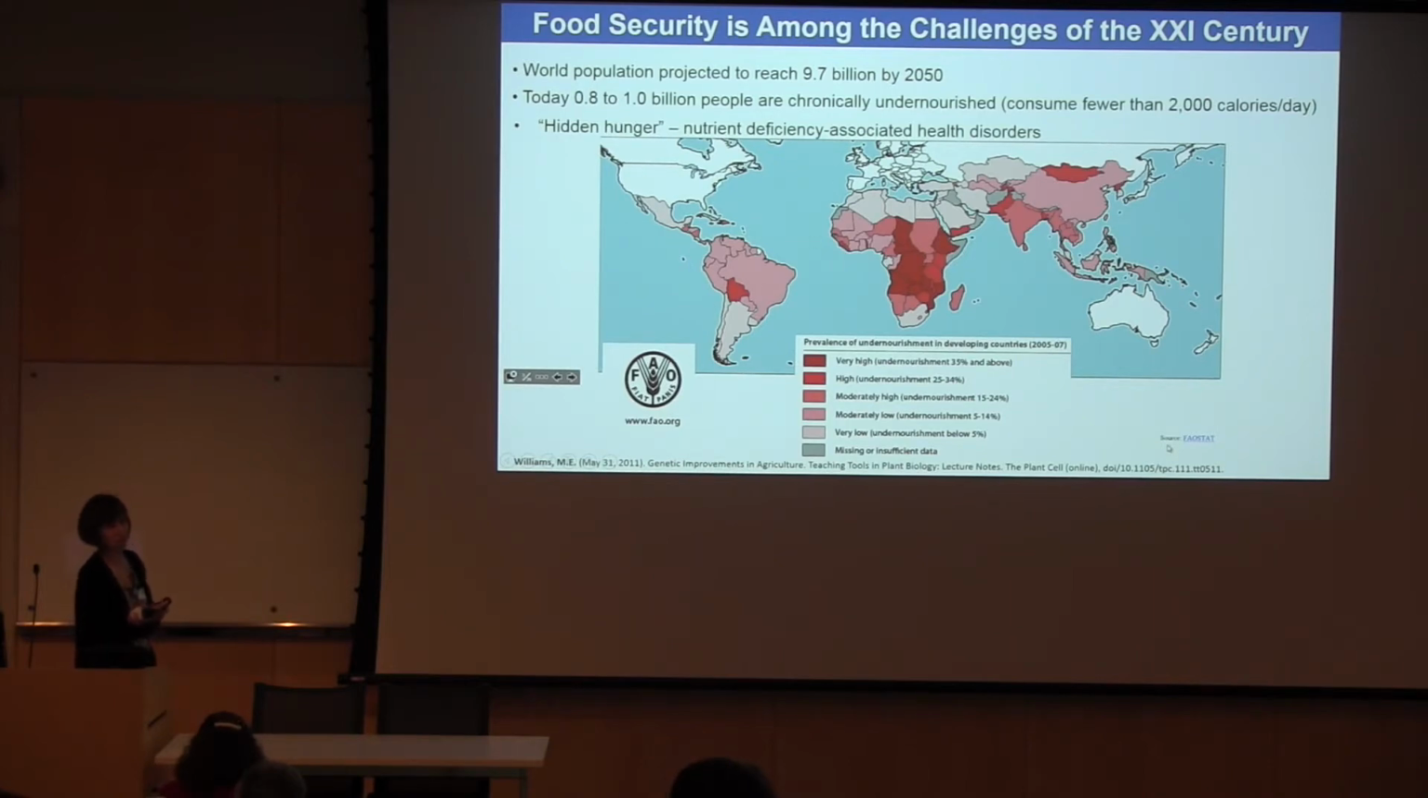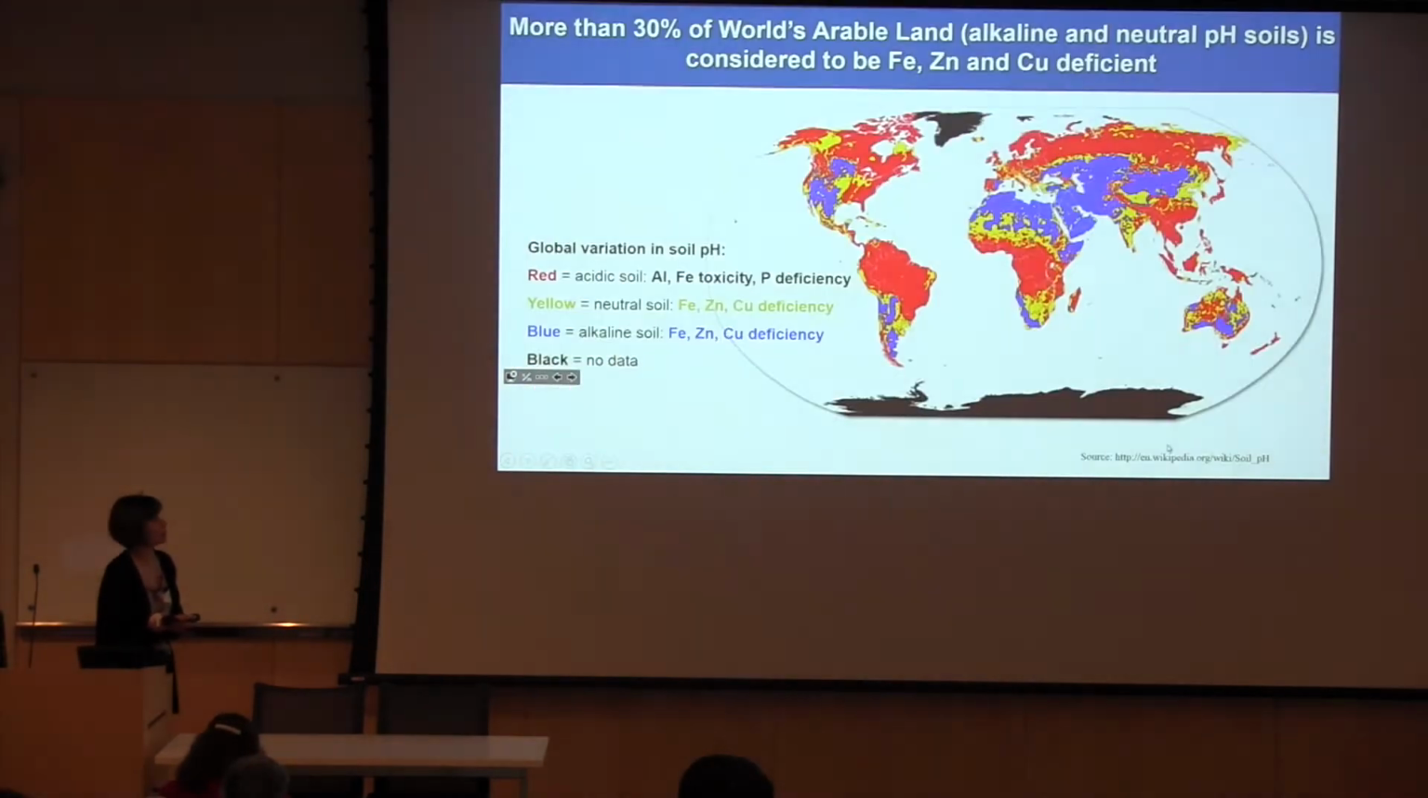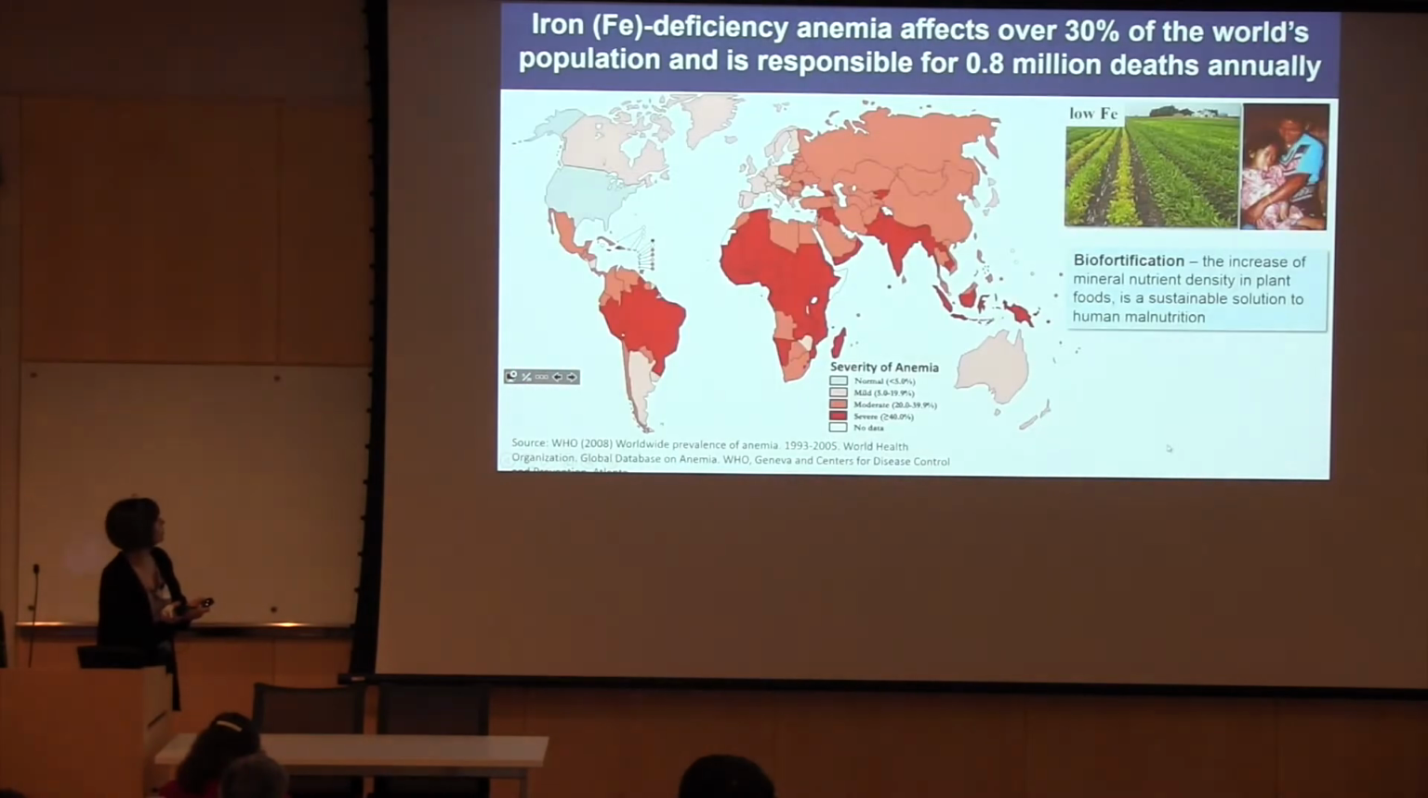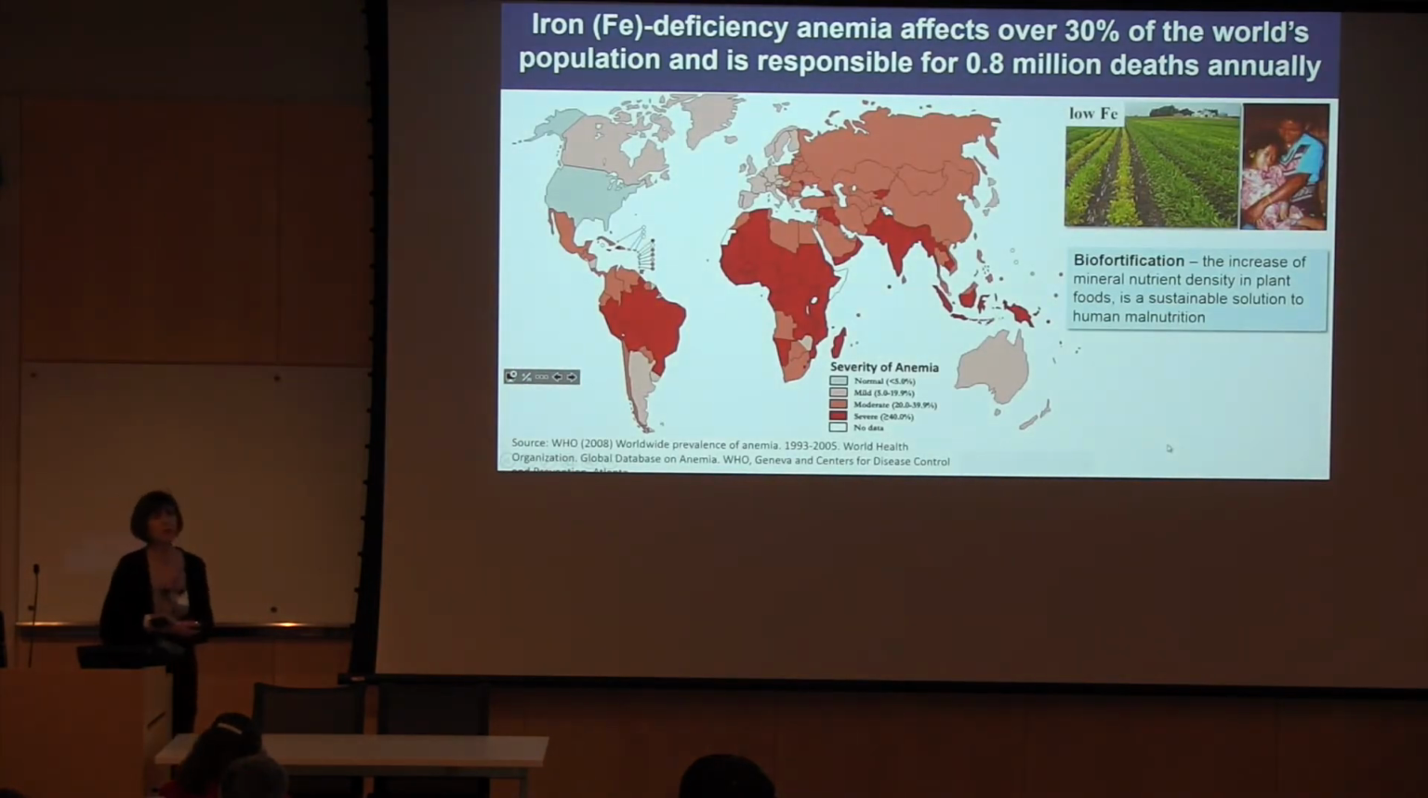And so in addition to consuming fewer than 2,000 calories per day, people in these countries suffer from so-called hidden hunger, a term coined by Ross Welch here at Cornell at USDA to reflect the nutrient deficiency associated health disorders. For example, many of you probably know that iron deficiency anemia is one of the most prevailing nutritional disorders, and it affects more than 30% of the world's population, and it is responsible for up to 1 million deaths annually.